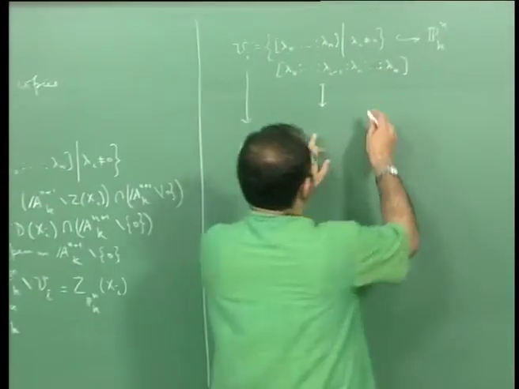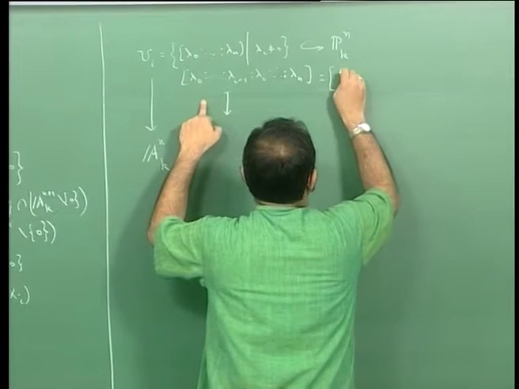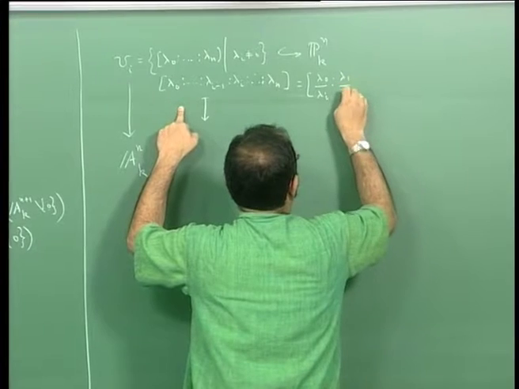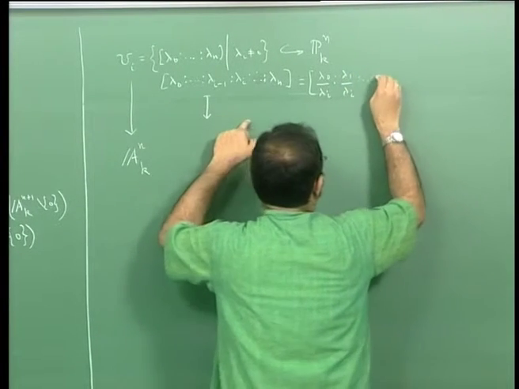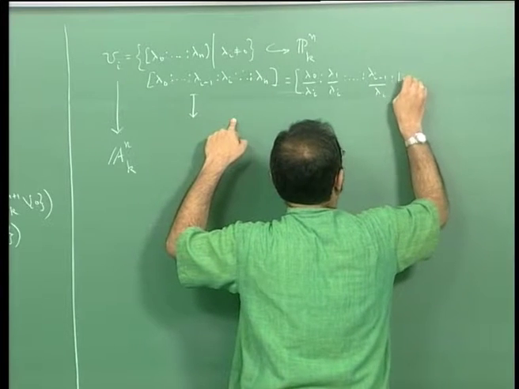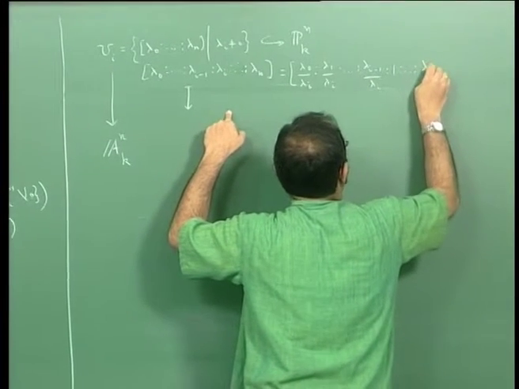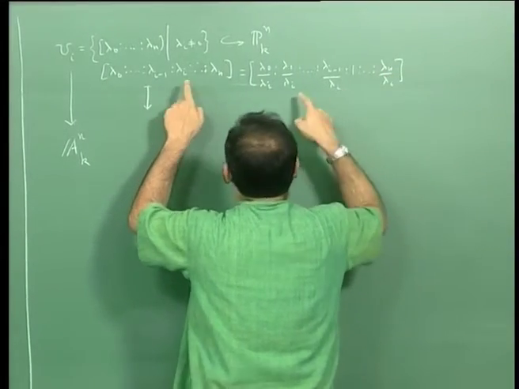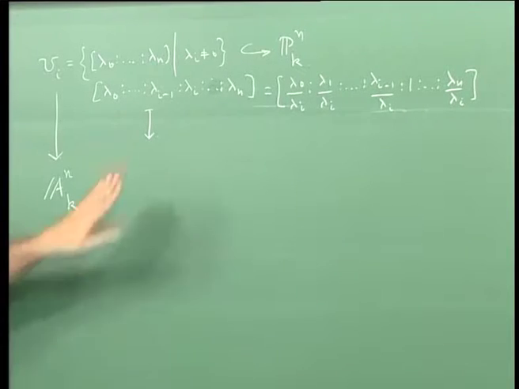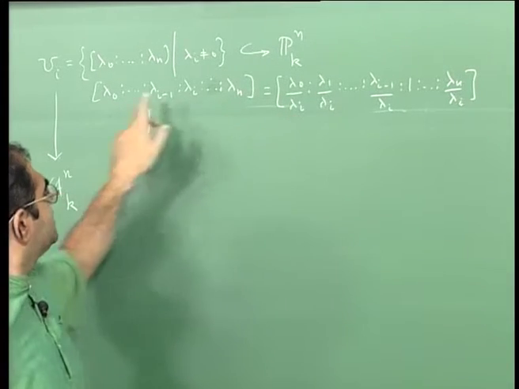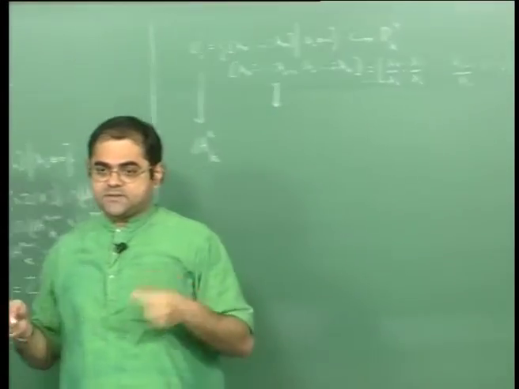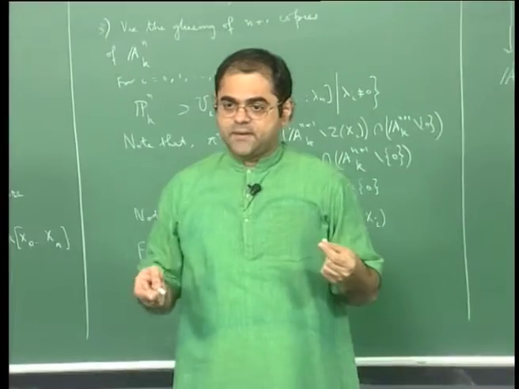So what you must understand is that this is the same as, let me write this, lambda naught by lambda i, lambda 1 by lambda i, and so on. Here I will get lambda i minus 1 by lambda i, then I will get a 1, and so on. I will get lambda n by lambda i. These two are one and the same point on projective space. That's because this is just this multiplied by the same lambda i, which is a non-zero element of K.